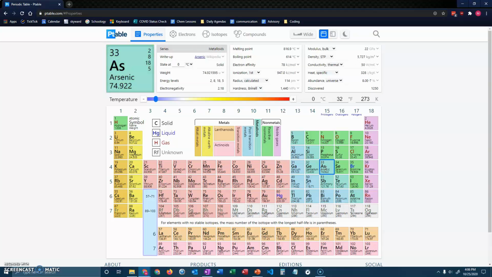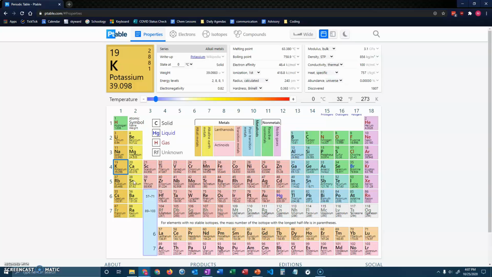Phosphorus, arsenic, same thing. We also know that the row numbers, those are called periods, that tells us how many shells there are of electrons. So potassium, for example, is in period 4, so it has 4 rings. And the outside ring, the valence shell, has 1 valence electron because potassium is in group 1.